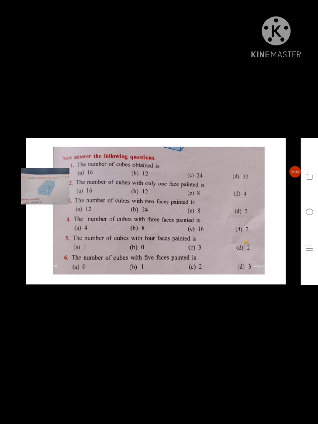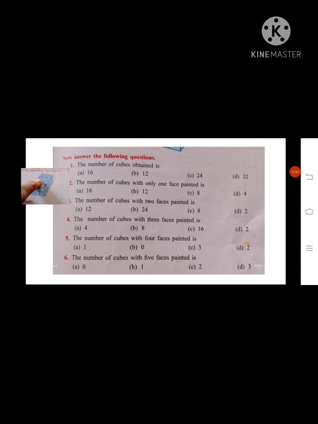Already, students, we have seen that. So this is one face painted. This is one face painted. This is 2 face. This side also two face. So here on one side we have got a total of two blocks. Here also on this side we have got a total of two blocks, means 1, 2, 3, 4, 5, 6, 7, 8, 9, 10, 11, 12. So two faces painted, answer will be 12.